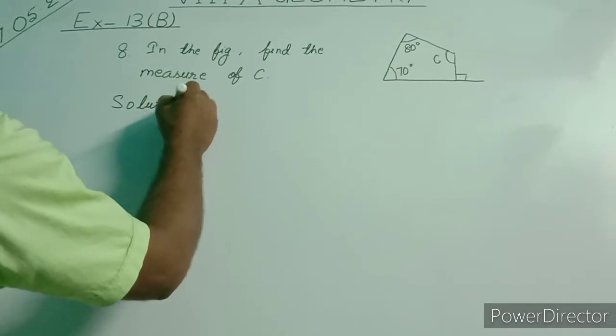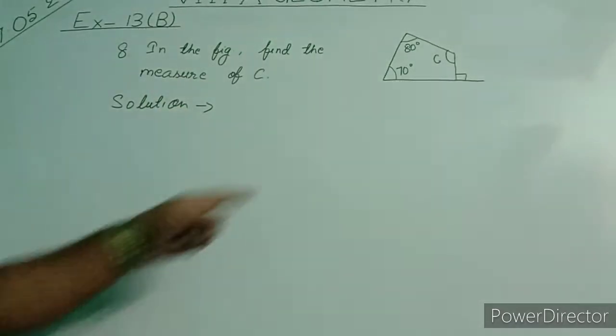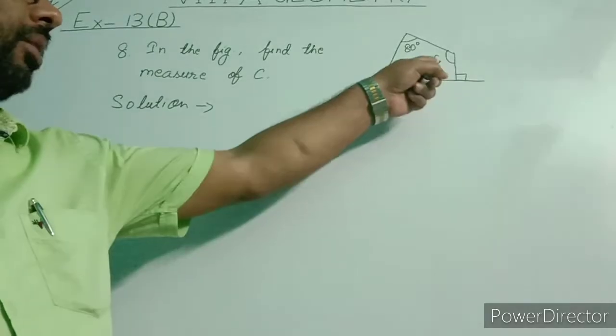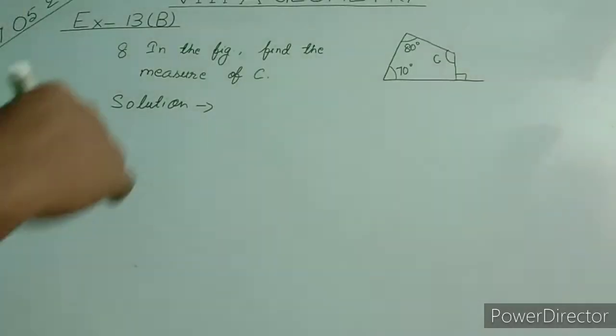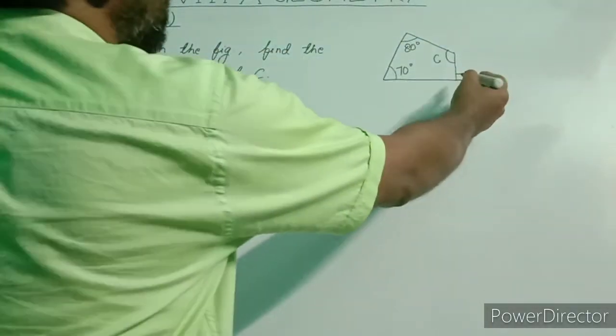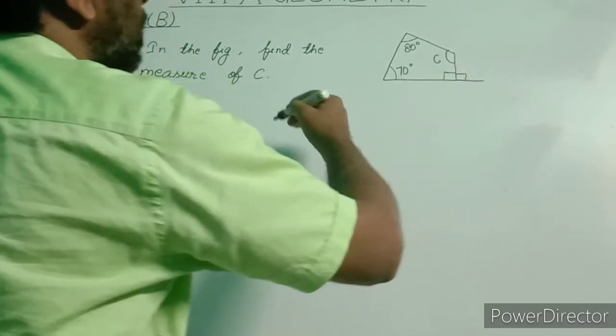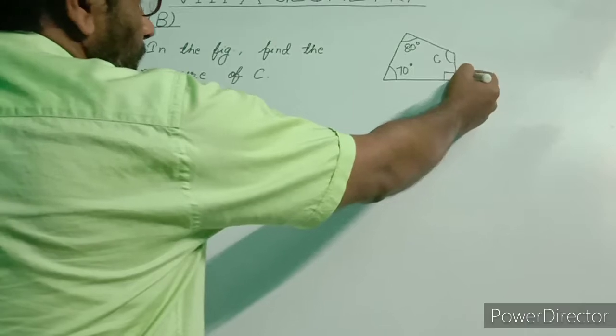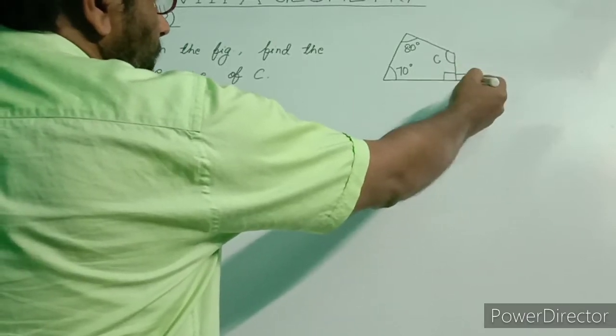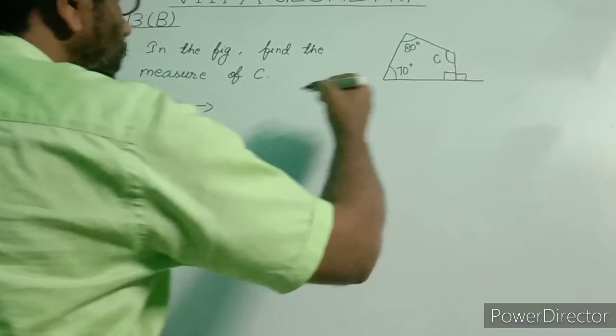In question number 8, in the given figure, find the measure of angle C. Here is 90 degrees. So this side will also be 90 degrees, means perpendicular. This line is perpendicular to this line. This side is 90 degrees. So this side will also be 90 degrees.